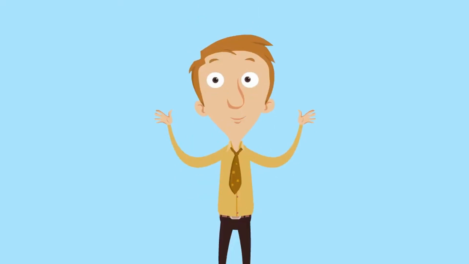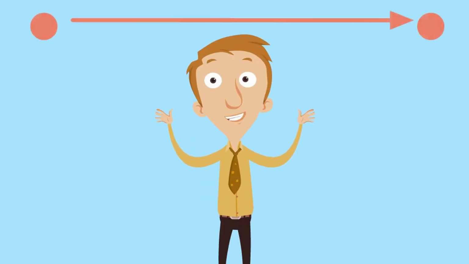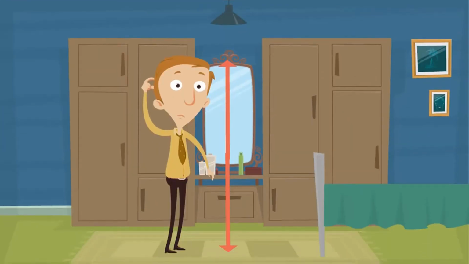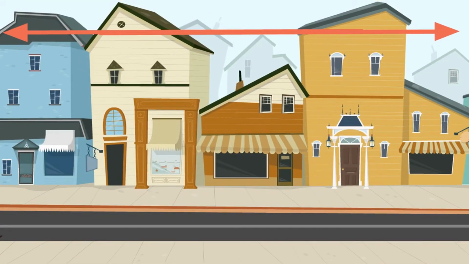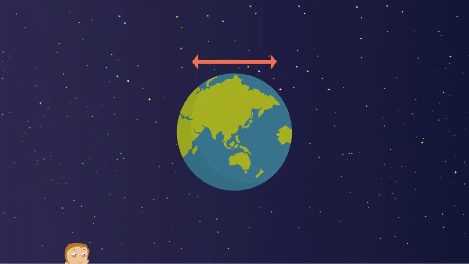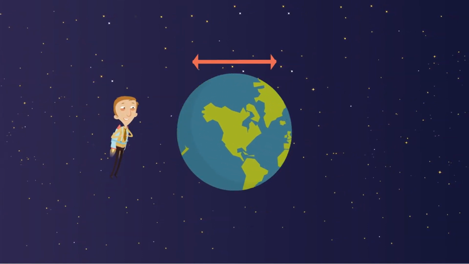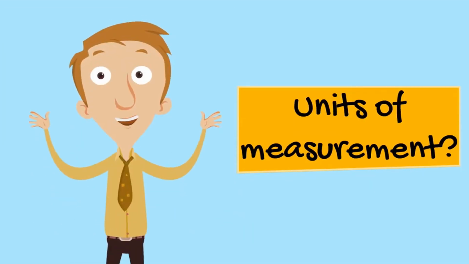Well, when we talk about length, we're talking about the distance from one place to another or from one point to another. That could mean the distance from one side of a cake to the other side of the cake. It could mean the distance from my toes up to my head. We could be talking about how far I can run. That could be a length. Or we could be talking about something huge, like the distance from one side of the earth to the other side of the earth. Depending on what we're measuring, we'll need to use a different unit of measurement for length.